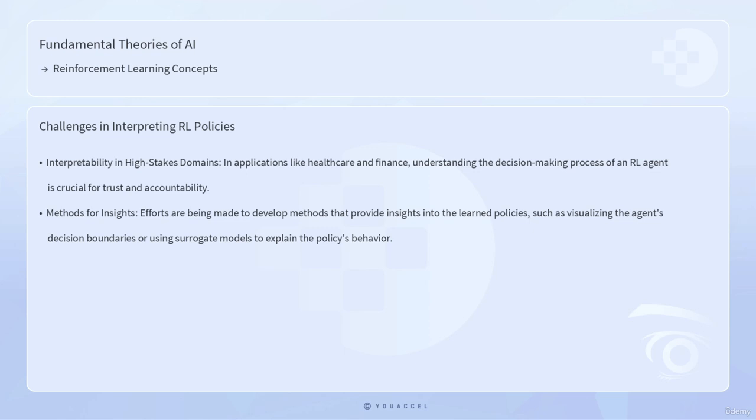Another critical challenge is the interpretability of RL policies. In many applications, particularly in high-stakes domains like healthcare and finance, understanding the decision-making process of an RL agent is crucial for trust and accountability. Efforts are being made to develop methods that provide insights into the learned policies, such as visualizing the agent's decision boundaries or using surrogate models to approximate and explain the policy's behavior.